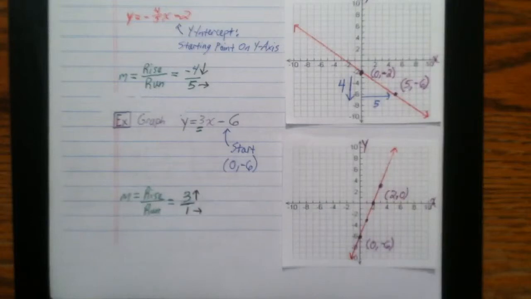And that is graphing lines in slope-intercept form. And in the second video of 4.3, we'll look at another form of equations, which is called point slope. And we'll look at that next.